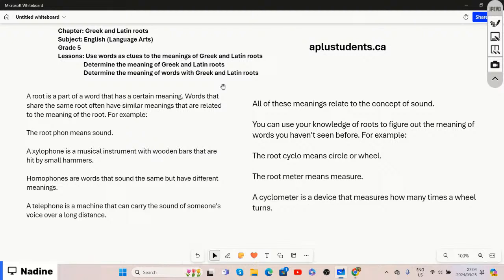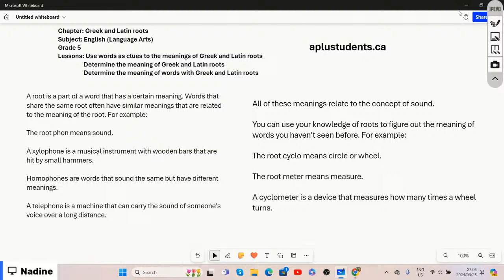So that is basically our lessons for today, right? Under the chapter of Greek and Latin roots. And last week we said that we are going to continue with Greek and Latin roots. So today is basically a continuation of what we did last week. All right.